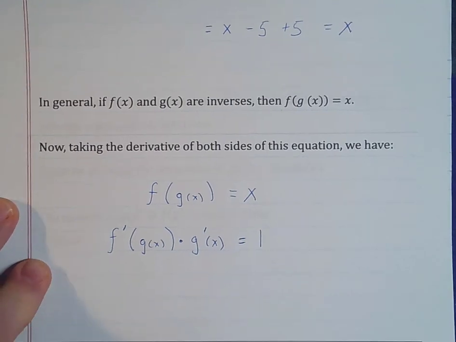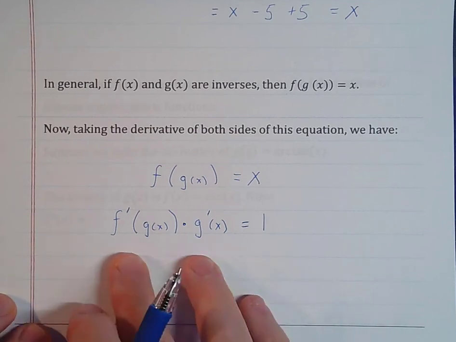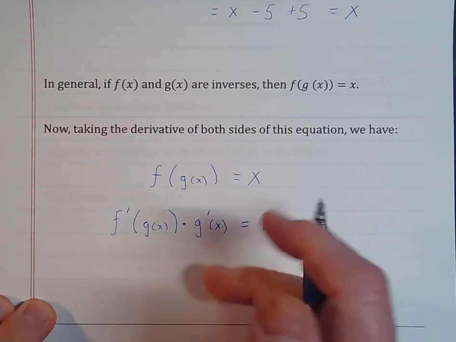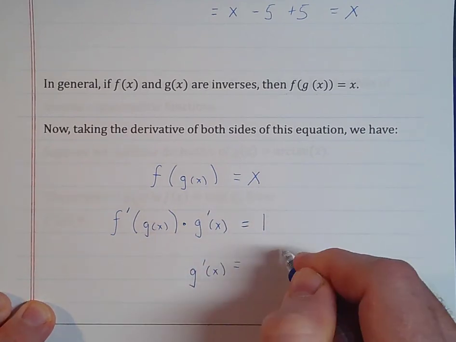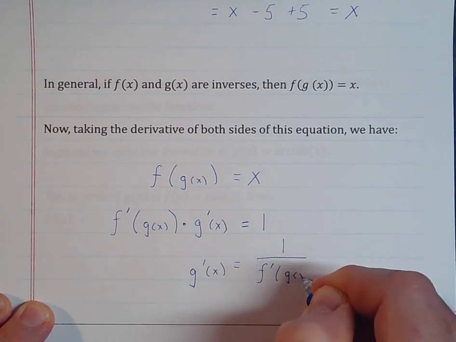And okay, fine, that's a nice little formula. It involves derivatives. But really what it does is it allows us to find derivatives of inverse functions in terms of a derivative of the original function. If I solve this thing for g prime, I get g prime of x equals 1 over f prime of g of x.